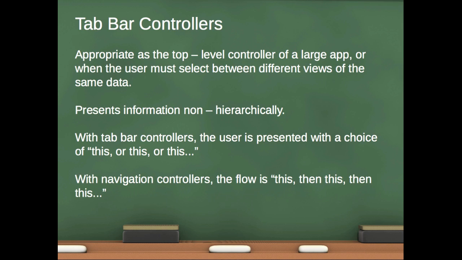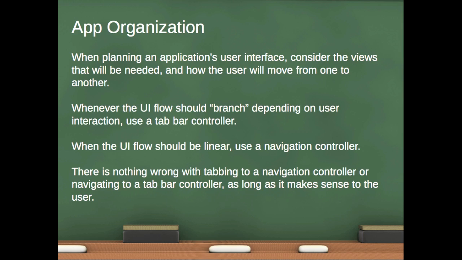With a navigation controller, on the other hand, the flow is this, then this, then this, as we've already seen in our demos that involve navigation controllers and table views. So tab bar controllers are good whenever the information that we want to present is non-hierarchical, whereas navigation controllers are best suited for a hierarchical flow of information.